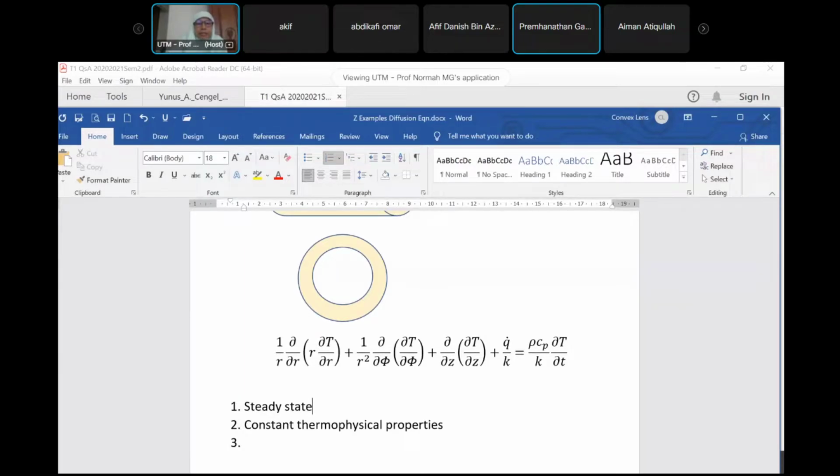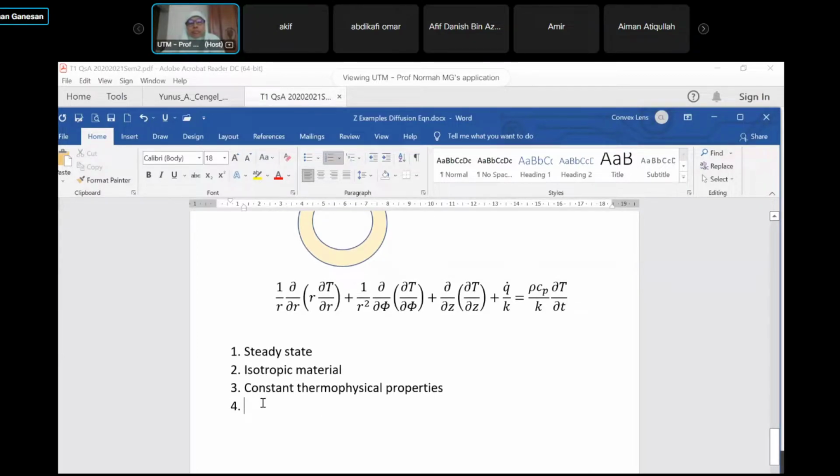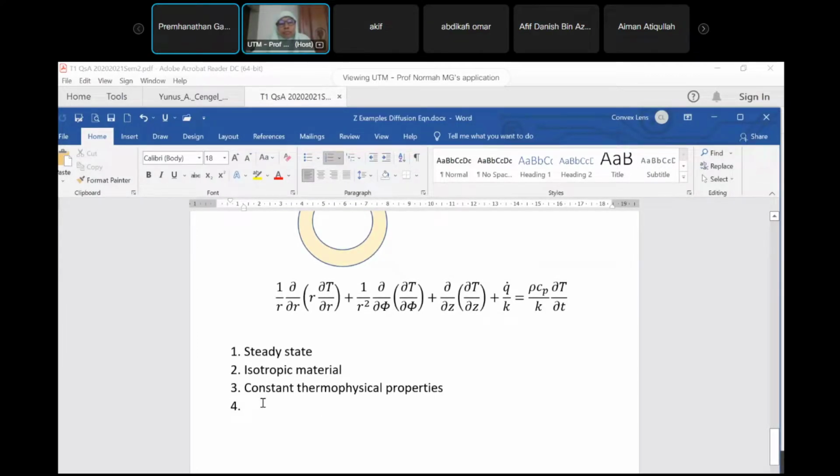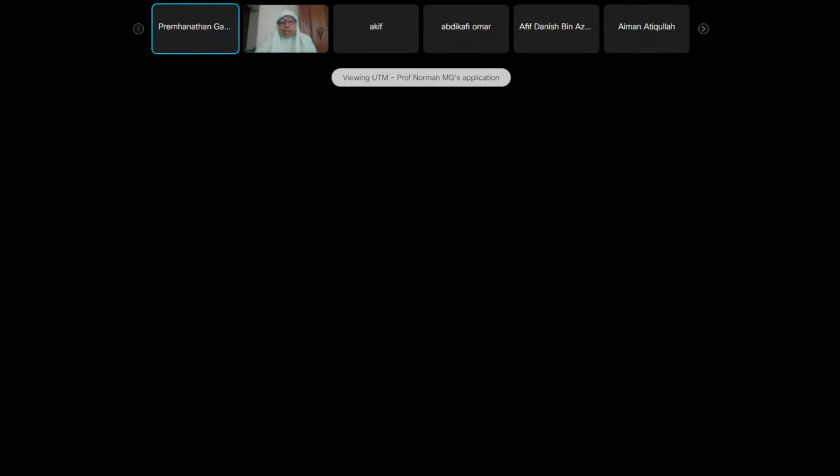Steady state. Then the question also didn't mention any other material involved, so this will be an isotropic material. Since the steam is flowing in one direction, we can assume one-dimensional, because it's cylindrical. It is one dimension in the radial direction, in r.